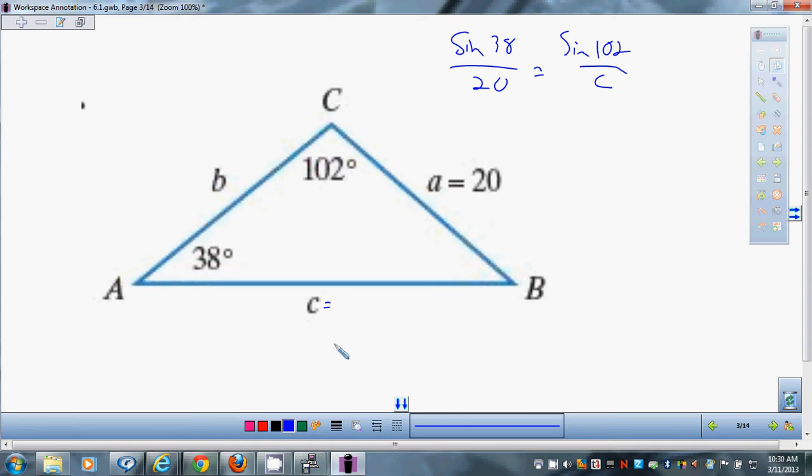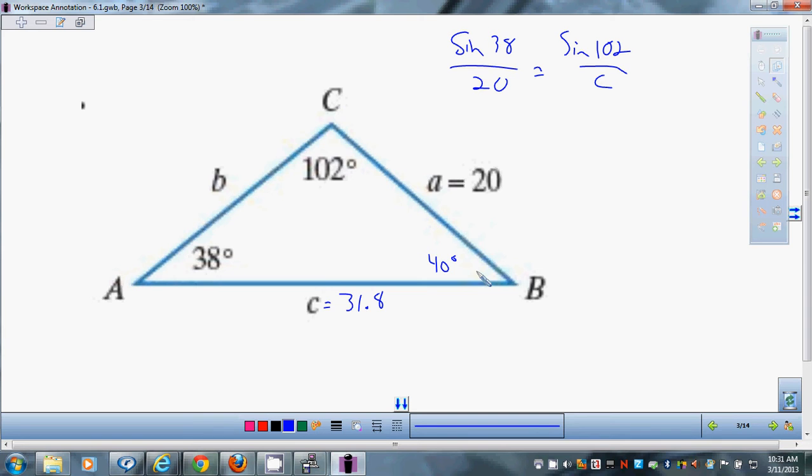Will somebody verify that? Yay. 31.8. So what's our other angle going to be? 40. Now, before we find side B, who has a prediction, a guess about what side B is going to be? Why 21? Exactly. This is slightly bigger than this, so its corresponding side should be slightly bigger. That's perfect logic. So here we go again.